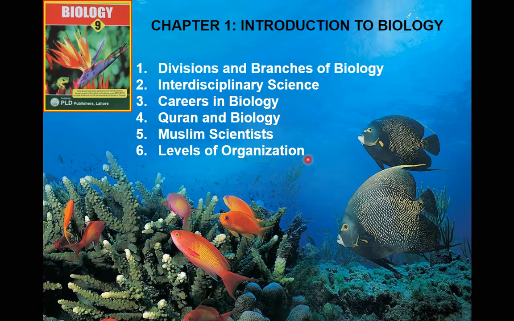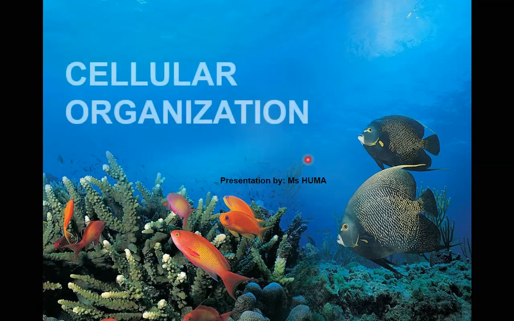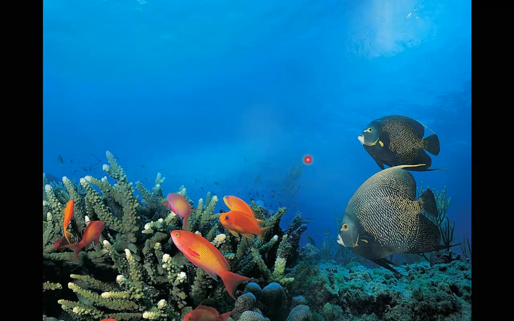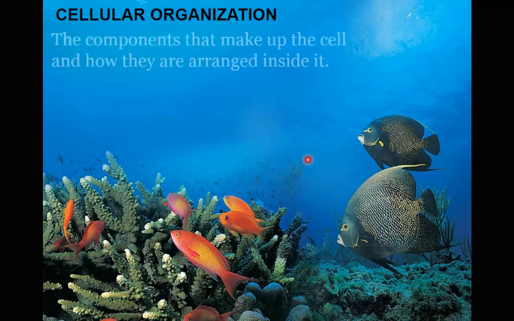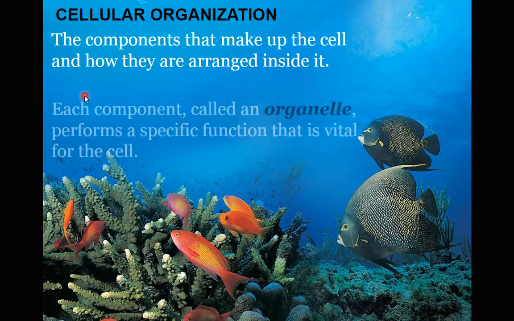So today the topic which we have to start is cellular organization. So let's see what is cellular organization. The components that make up the cell and how they are arranged inside it. Now, the question arises: what are these components? We have discussed in levels of organization that each component, called an organelle, performs a specific function that is vital for the cell. And you know that the different biomolecules assemble and organize themselves in a particular way, and they form organelles.